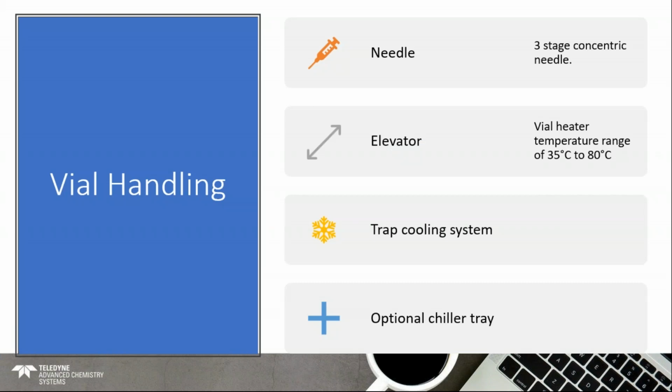When it comes to vial handling, the Thomas XYZ has a patented 3-stage needle, which allows one of the sample stations to be used for both liquid addition and removal from the vial and in-vial purge for the soil mode. This means the water and standards can be directly added to the vial for an in-vial purge. The elevator features a vial heater that allows the samples to be heated, improving purge recovery. The trap cooling system uses air from outside of the Thomas XYZ chassis to cool the trap, allowing for a faster cool down time. And as mentioned previously, the chiller tray option is also available with temperatures as low as 4 degrees Celsius.